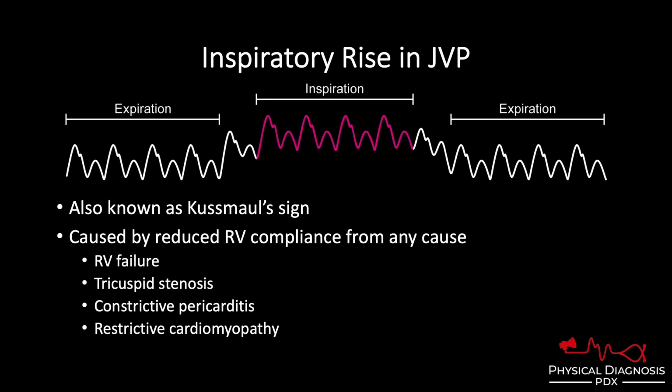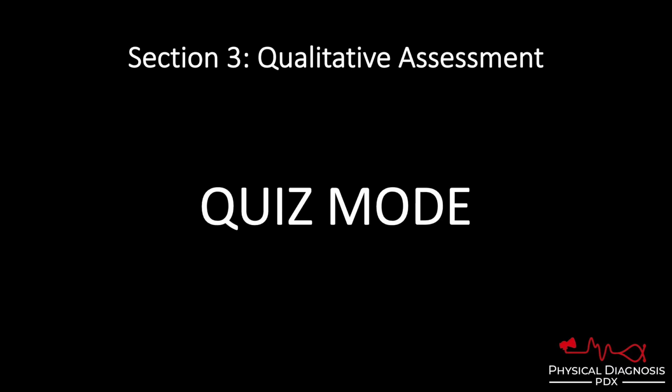It's not a very specific sign, but it's sensitive. It's sensitive to RV compliance issues from RV failure, tricuspid stenosis, constriction, restriction. So let's move to the quiz mode of the talk here.